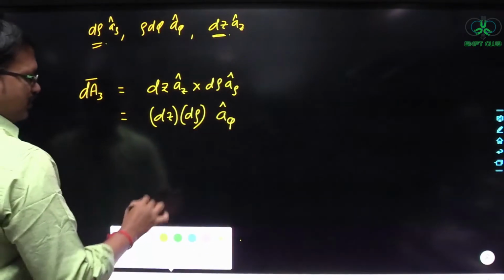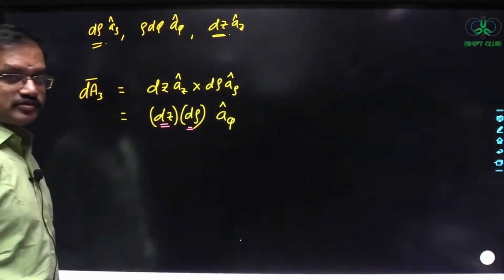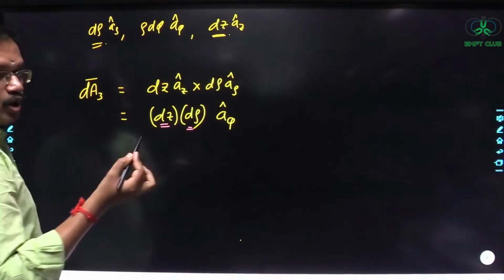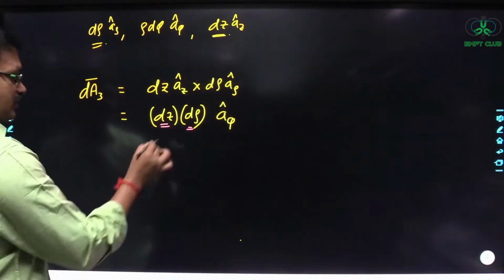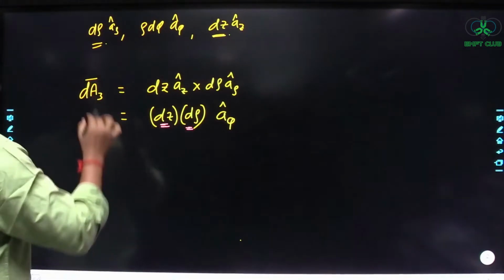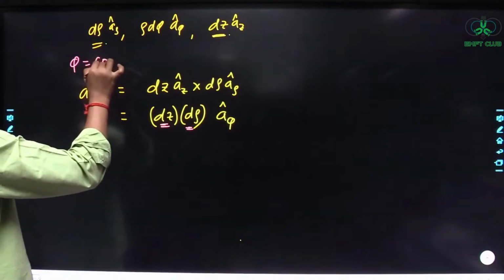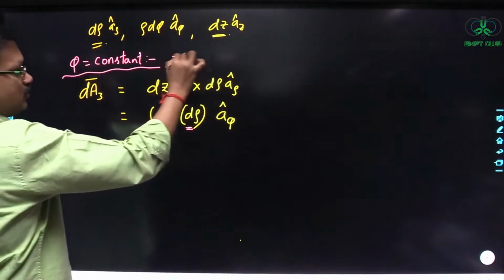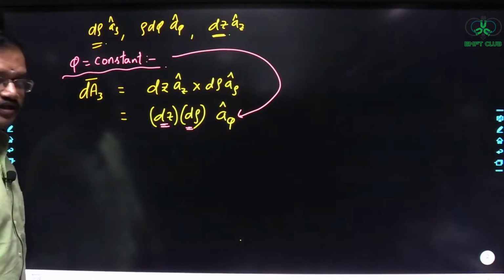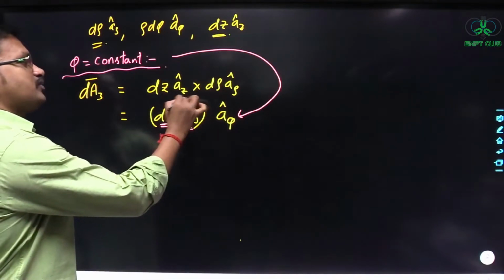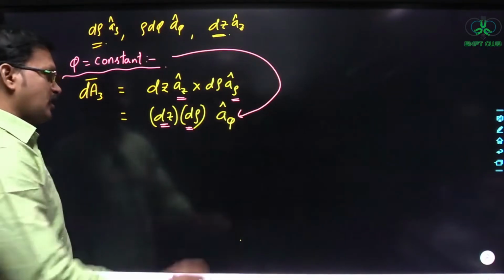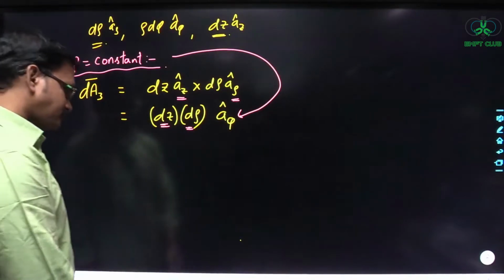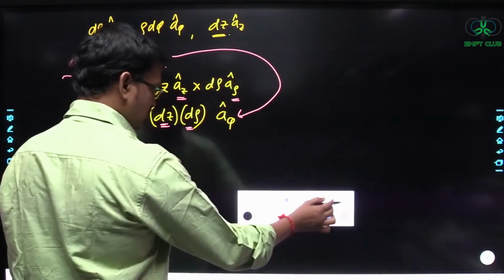And here the variables are nothing but z and rho. Hence we call it the phi equal to constant plane. Here phi is constant and z and rho are varying. And for the phi equal to constant plane, what is its direction? Its direction is a phi cap. We are enclosing the surface from az cap to rho cap, so the direction of the surface is pointing in the a phi cap direction. Okay, I hope it is crystal clear, right?